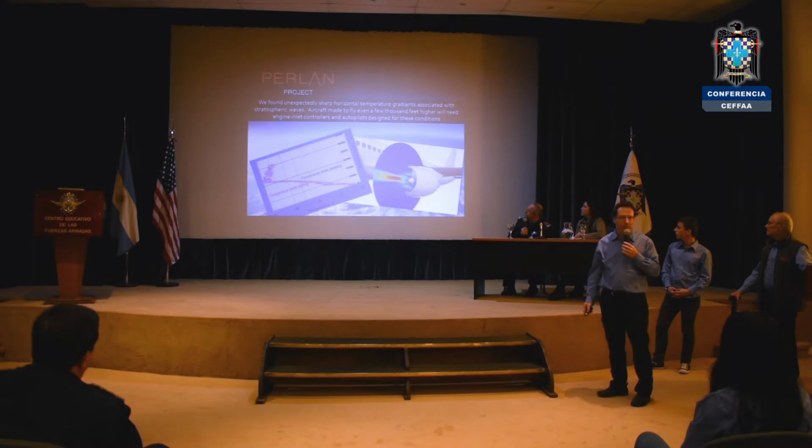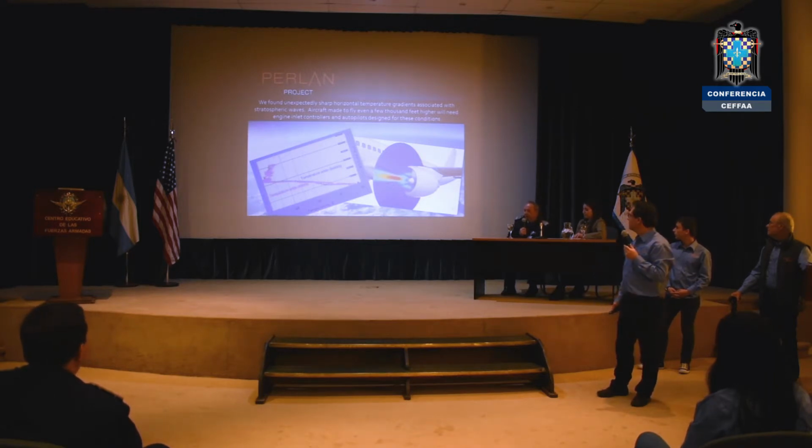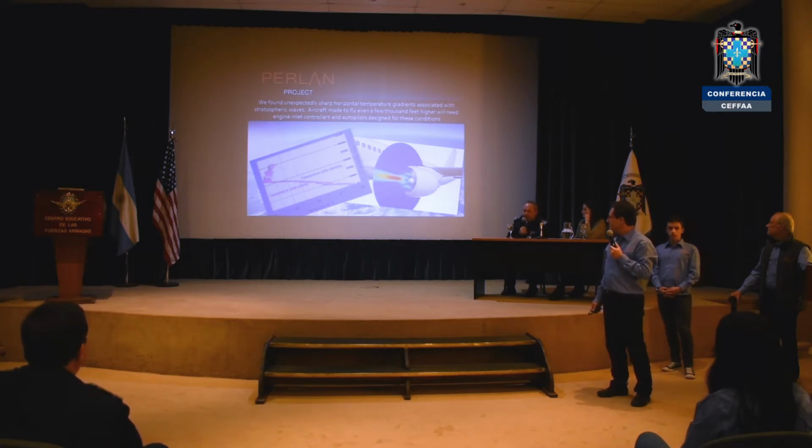And we found some very interesting data on temperature in the stratosphere, which we think will be important for aircraft engines. Pudimos recabar muchos datos, especialmente sobre la cuestión de temperatura en la estratosfera, de tal manera de poder llevar esos parámetros al diseño de nuevos motores.